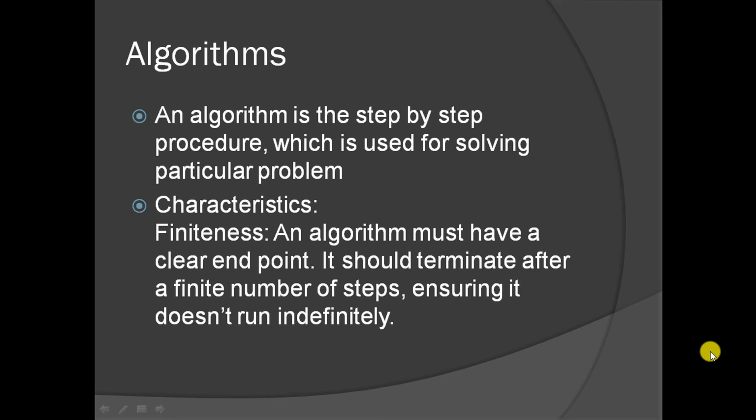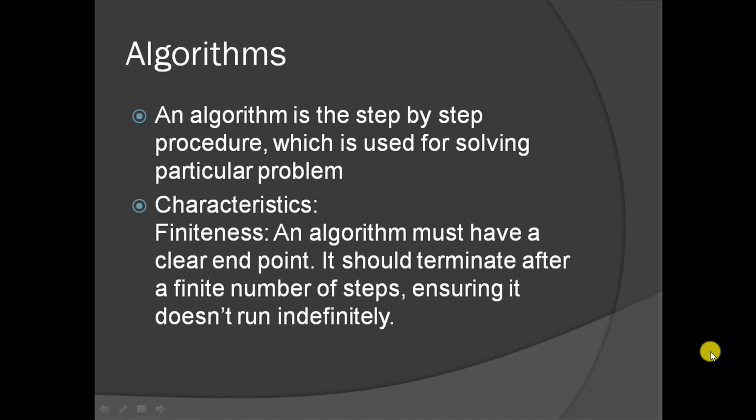There are some characteristics of algorithms. An algorithm should possess these characteristics, so we will see them one by one. First one, finiteness. An algorithm must have a clear endpoint. It should terminate after a finite number of steps, ensuring it does not run indefinitely or infinitely. So an algorithm should stop at a certain point.